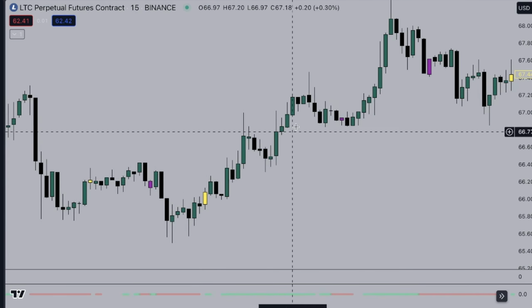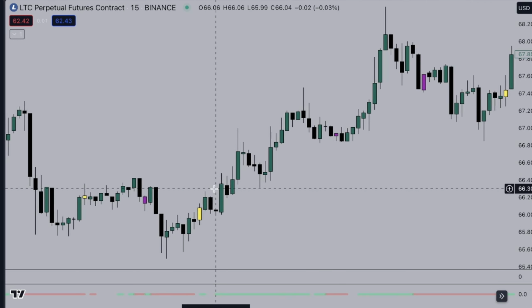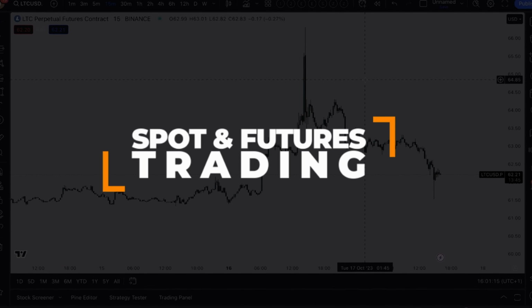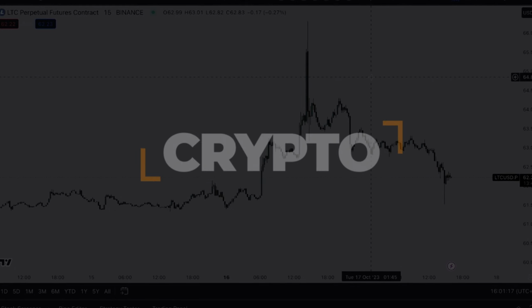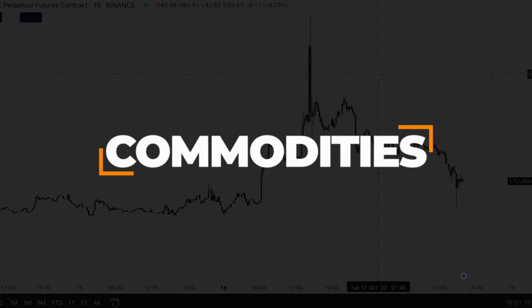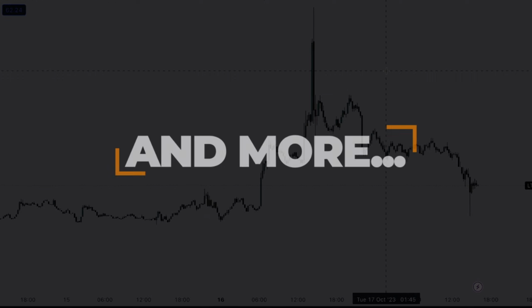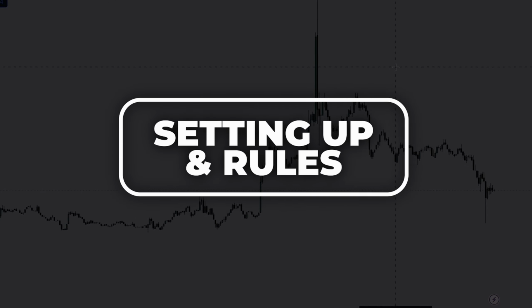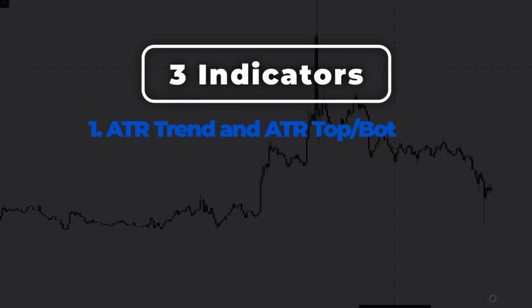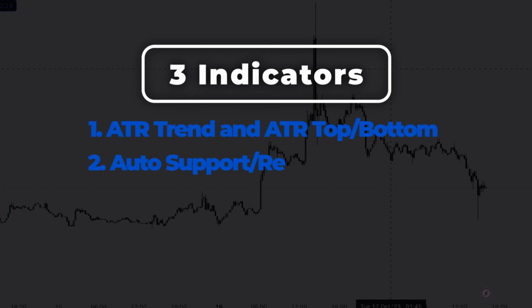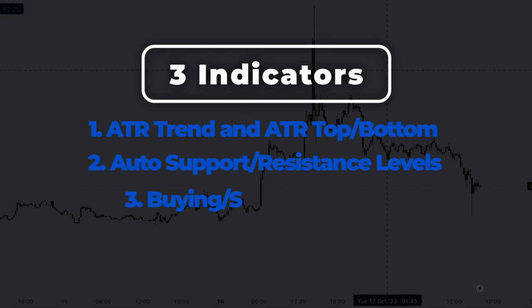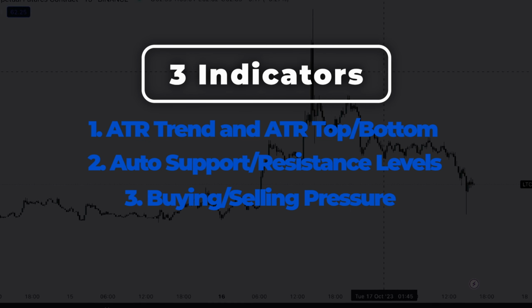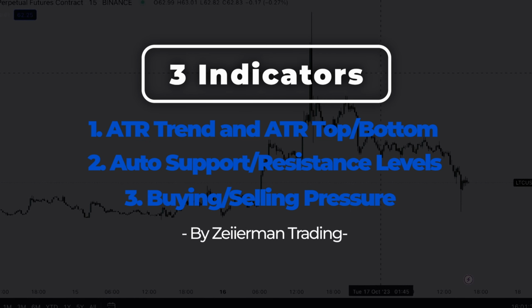So it is a great indicator whether you do stocks or futures trading, or you trade crypto, forex, commodities, or other instruments. Now, let's look at how to set it up and the rules to trade it. There are 3 indicators: ATR trend and ATR top bottom, also support resistance level, and buying selling pressure, all by Zeiirman Trading.